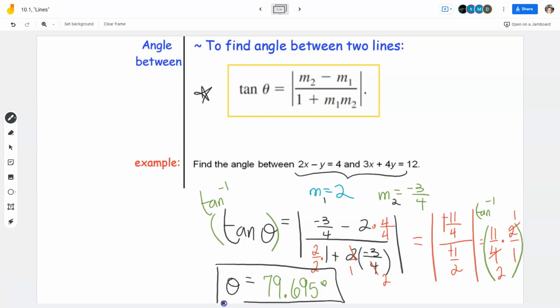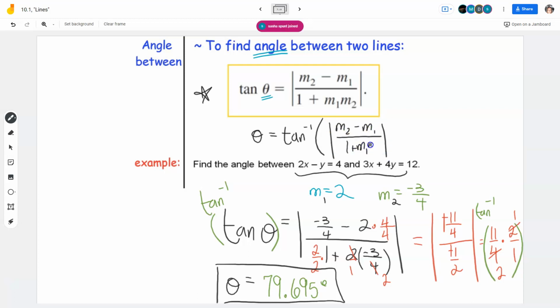So the answer is 11 over 2. The answer to the right-hand side of the equation is 11 over 2, but I was trying to find an angle. And so similar to other formulas that we've seen in the past, to find the angle, we would go ahead and say theta is equal to tangent inverse. So you could write down a whole other formula, or you could just notate tangent inverse at the end.